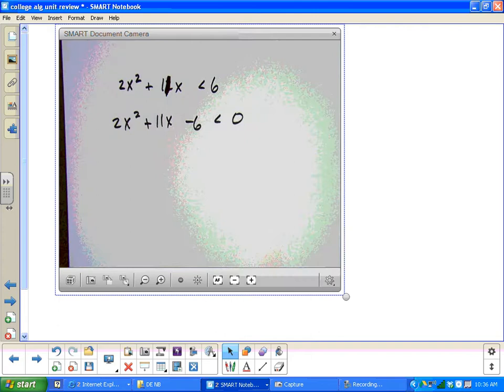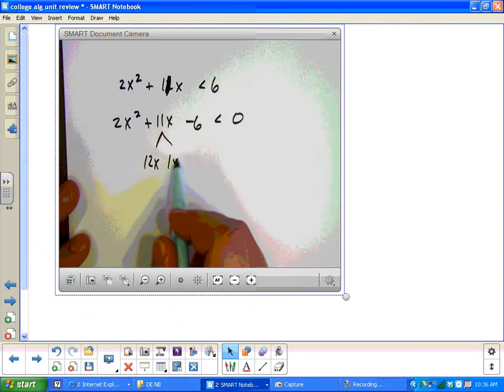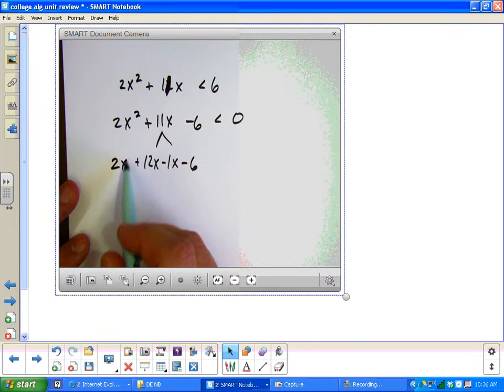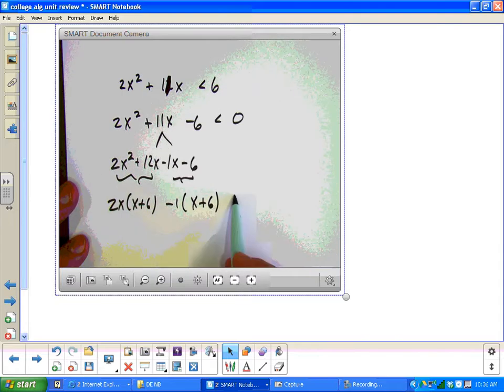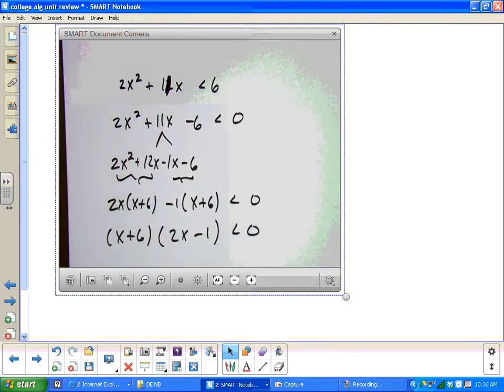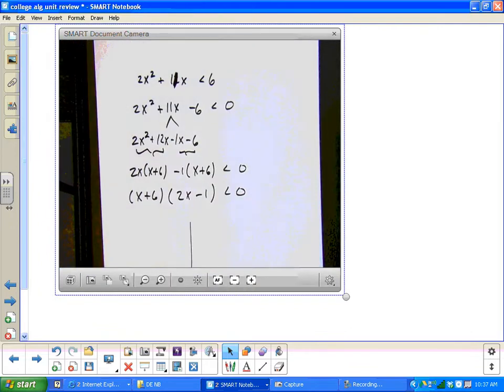Okay, now let's factor it. Factors of 12 that subtract to be 11 would be 12 and 1. It would be plus 12 minus 1. Now let's group them. So we get 2x times x plus 6 minus 1 times x plus 6. So we get x plus 6 times 2x minus 1 is less than 0. Okay, so what are my zeros that I can put on my graph here? -6 and 1/2.